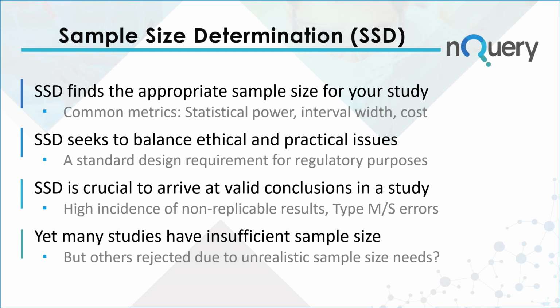In this wider talk, you can talk about things like type M magnitude errors, type S sign errors, and so on. But I think the main thing to take away from this is that many studies continue to have insufficient sample size, particularly in preclinical research. But others are also rejected due to unrealistic sample size needs. Sometimes a statistician does a power analysis for a study participant. They say you need this sample size. That person turns around and says, I only have this many people.